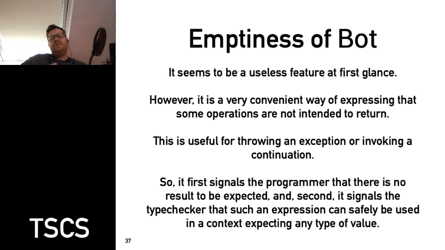The thing is, it's quite convenient to say that some operations are not intended to return. This is pretty useful for throwing an exception or invoking a continuation. These are the two cases where Bottom is really neat and really elegant. In other cases, again, rather useless. So its only value basically is to signal the program that there is no result to be expected. And on the other hand, it signals the type checker that such an expression can safely be used in any context expecting any type of value.